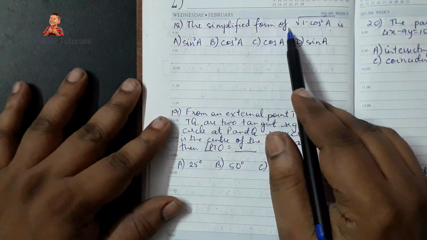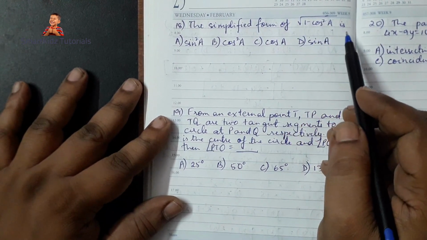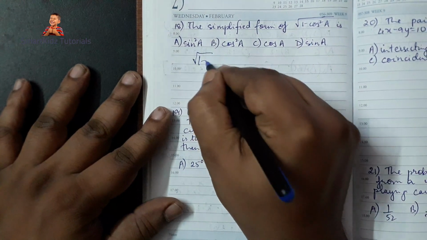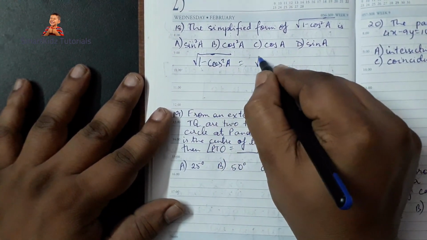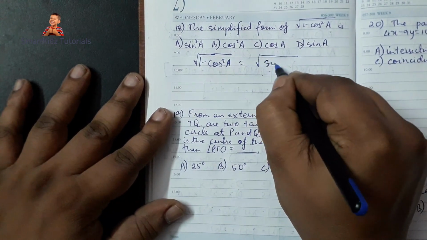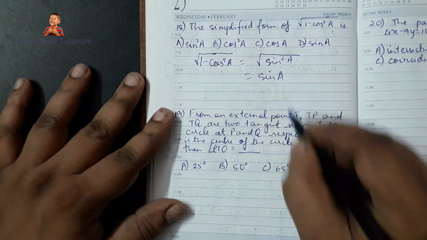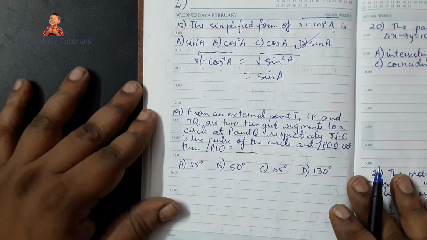Question 18: the simplified form of square root of 1 minus cos square A is one of these. So write down the square root of 1 minus cos square A. Now 1 minus cos square A, from our identity, we know is sin square A. The square root of sin square A is sin A. So our correct choice would be D, sin A.